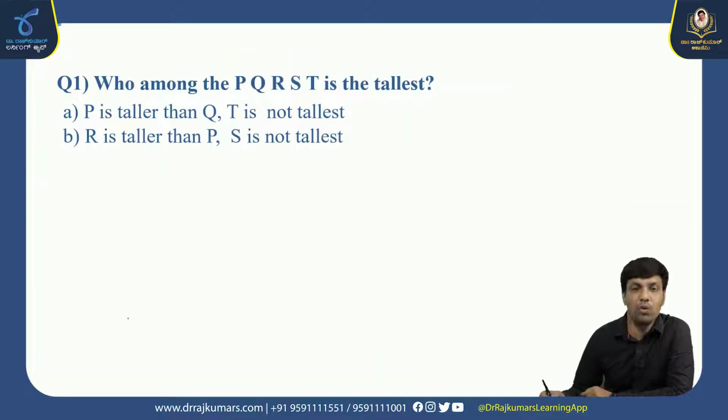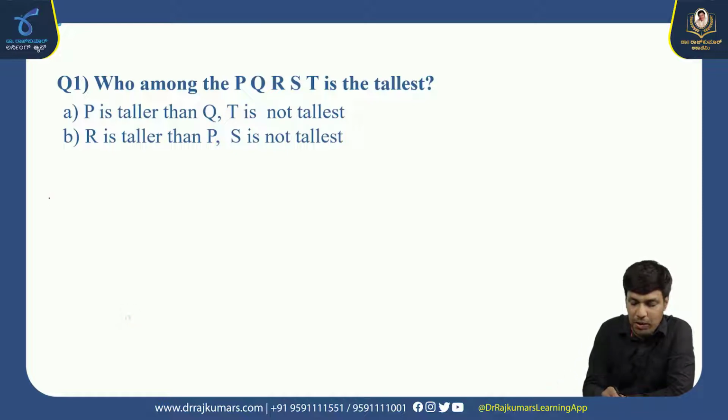Question number 1. Who among P, Q, R, S, T is the tallest? Statement 1. P is taller than Q. T is not the tallest. Statement 2. R is taller than P. S is not the tallest. Now let us study how to solve these kinds of problems.